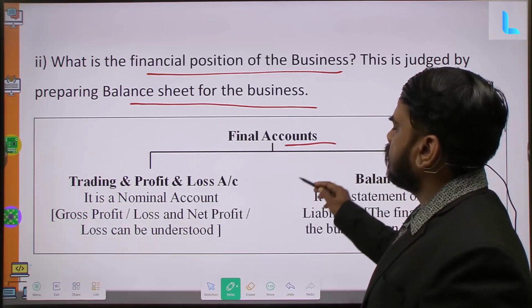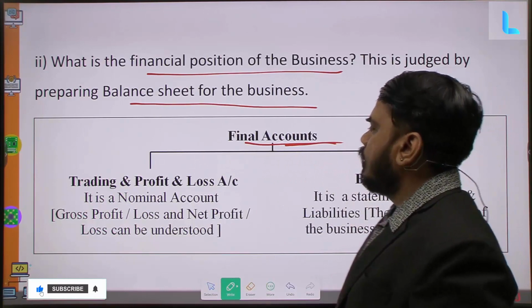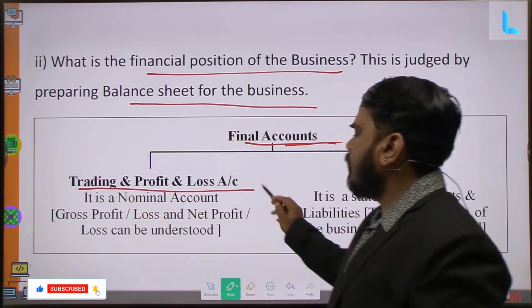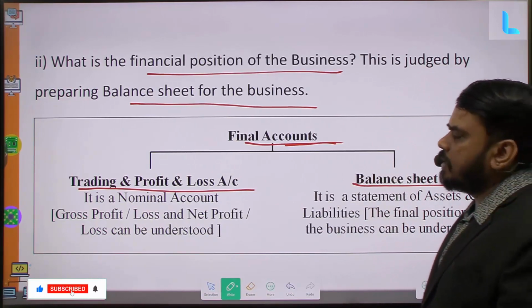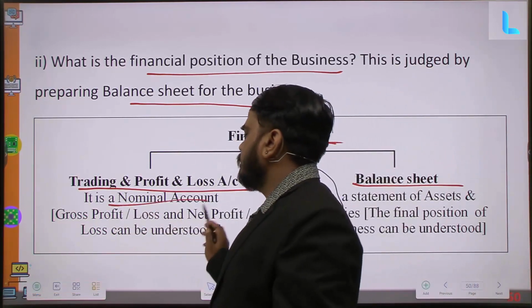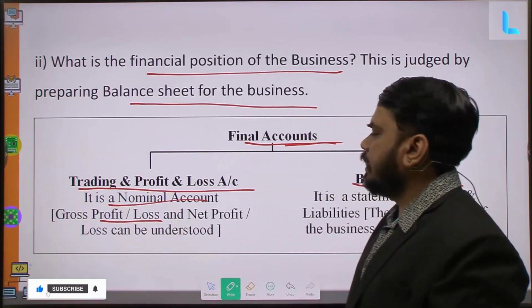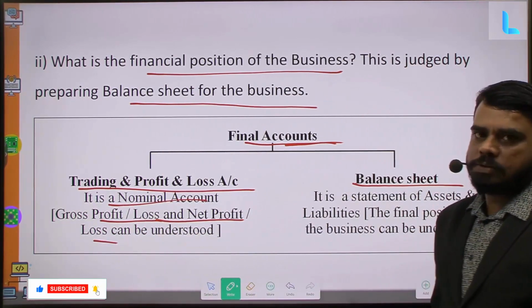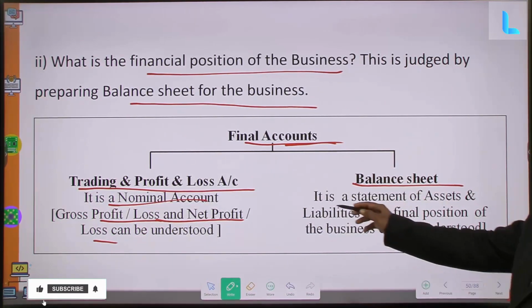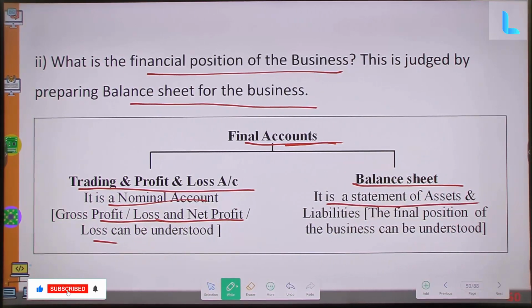So the final statements or final accounts, which are the final accounts? Trading and profit and loss account and the balance sheet. What is trading and profit and loss account? It is a nominal account which has the gross profit and loss and the net profit and loss, which we can understand from that statement. Similarly, what is balance sheet? Balance sheet is the statement of assets and liabilities. So this is the final position of the business we can understand from a balance sheet.